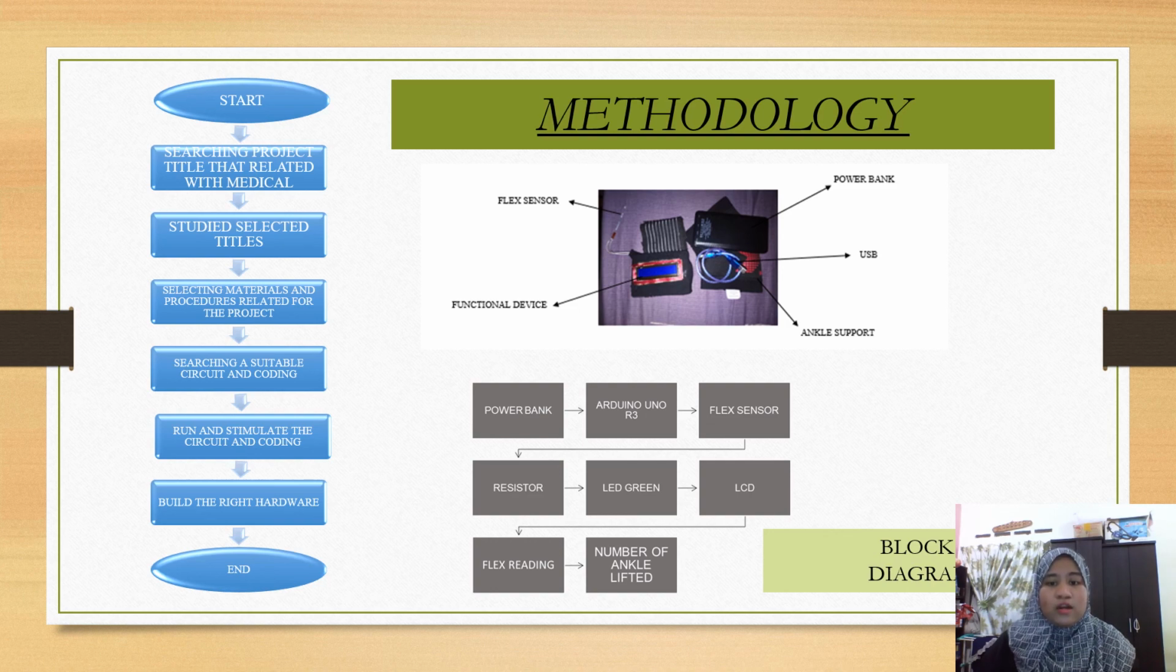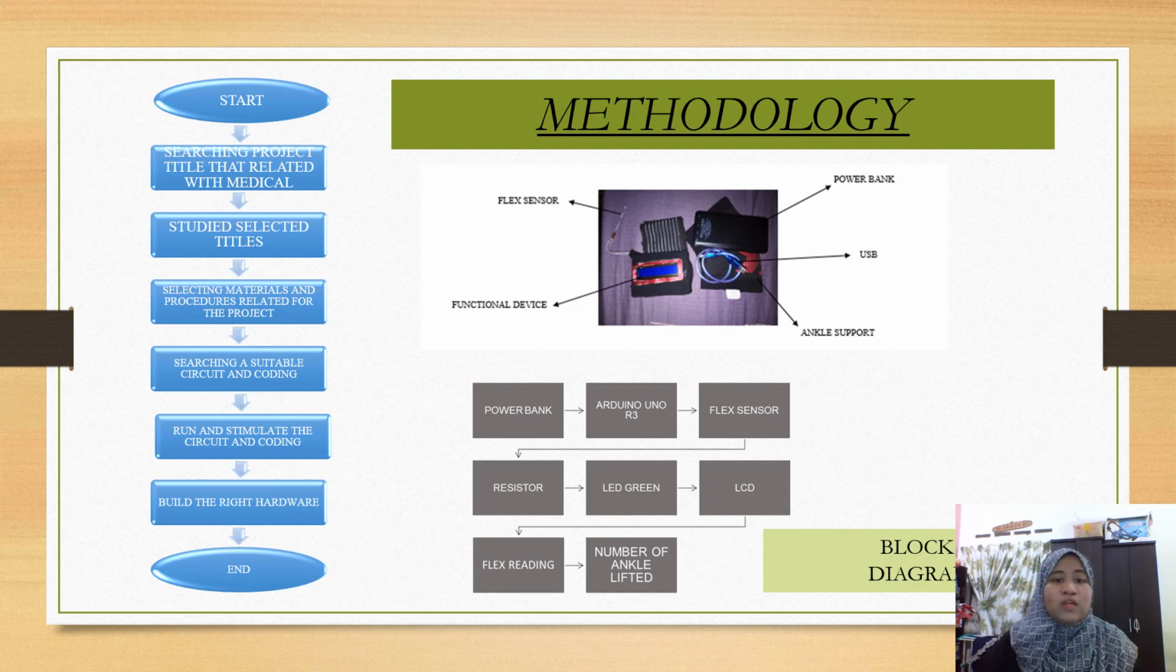Okay, in the block diagram of the functional device, first the power bank goes to the Arduino Uno R3 and also the flex sensor, then to a resistor, and after that the green LED lights up, and then it connects to the LCD to display the flex reading and the number of ankle lifts.